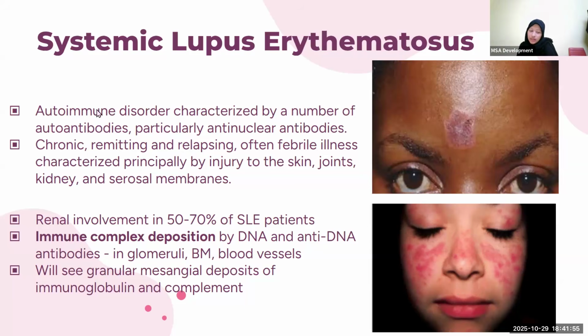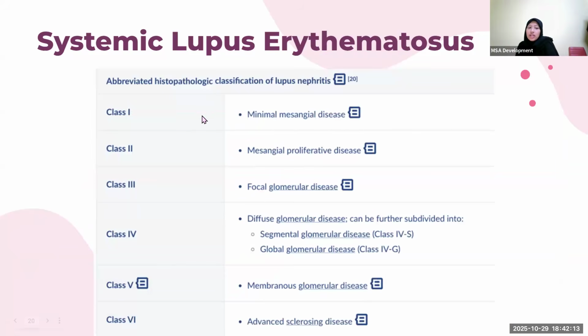Again, these autoantibodies will form immune complex deposition in the glomeruli. So they will come and sit in the glomeruli, causing the renal damage. And you will see deposits as well. Okay, so we will see the difference now. So these are the classes of SLE affecting the kidney. So lupus nephritis, so SLE in the kidney.